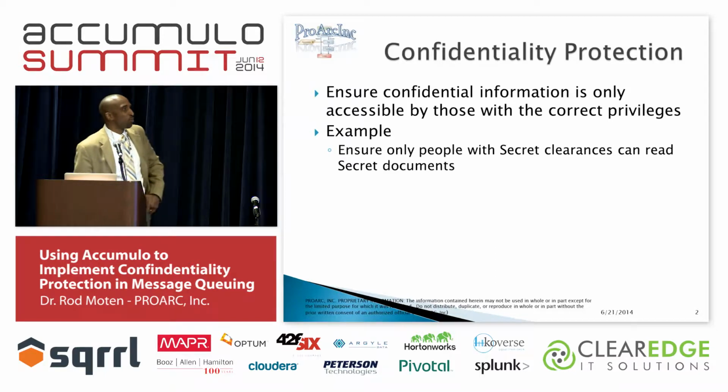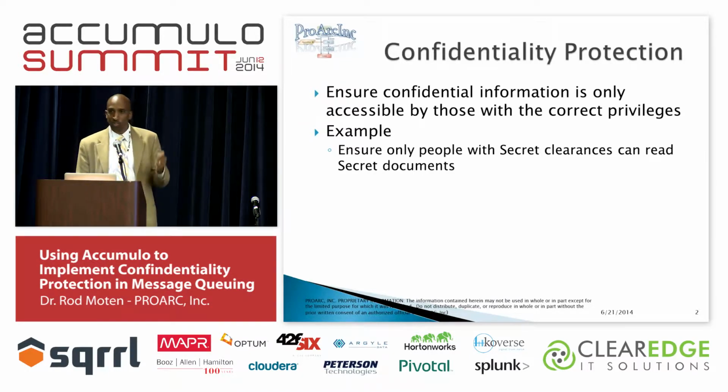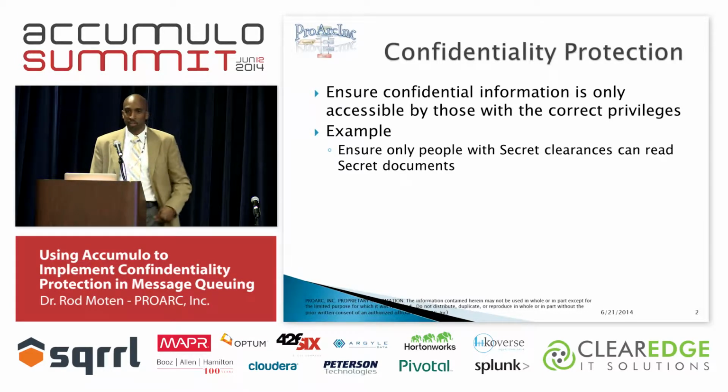So first, let me just go over what I'm calling confidentiality protection. There are actually 2 definitions of this, and I'm taking different definitions. One is ensuring that you can protect the identity of people who submit data. This is not that definition. This is just ensuring that confidential information is only accessible by folks who have the correct privilege to see that. So a good example, and I'm sure many of you relate to this since I think the majority of people here are working in the government space, is ensuring that people with secret clearances can only read secret documents.